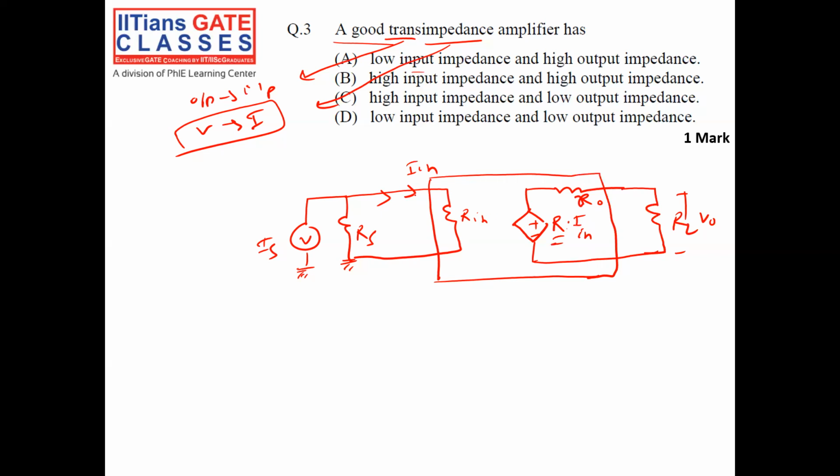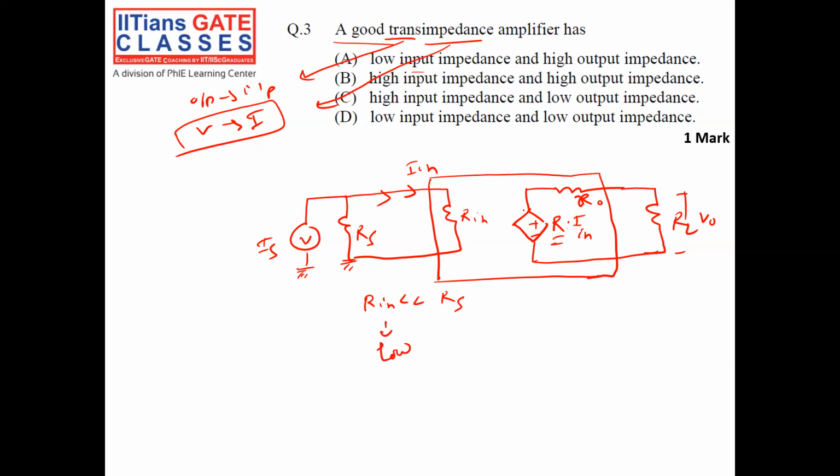Okay, so what we want is the whole of current IS should flow to the input, right? Then the Rin should be very small compared to RS. Then only the total current IS will flow through my Rin. So the input resistance should be low.